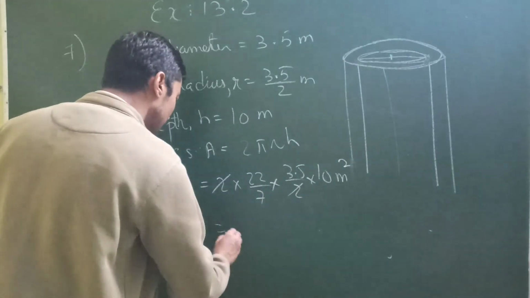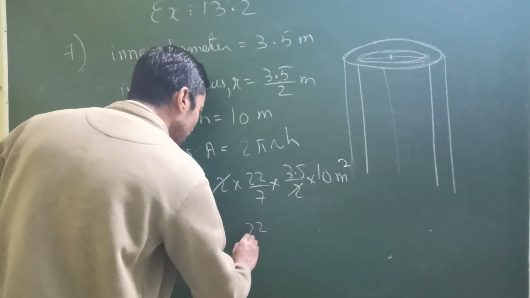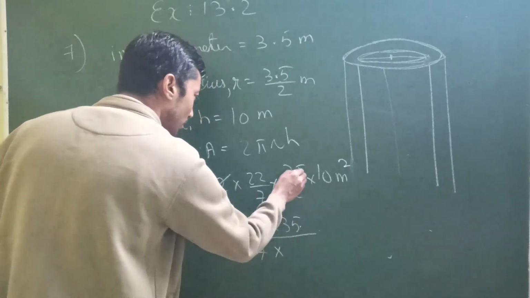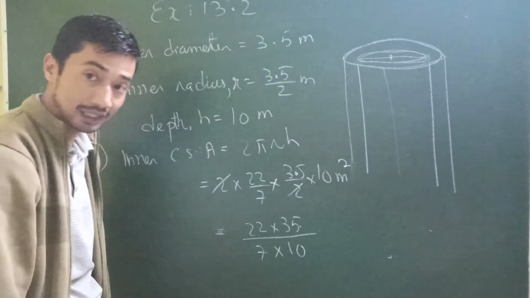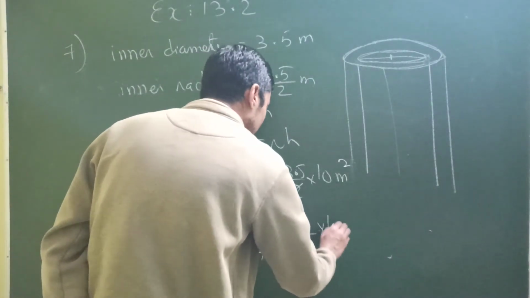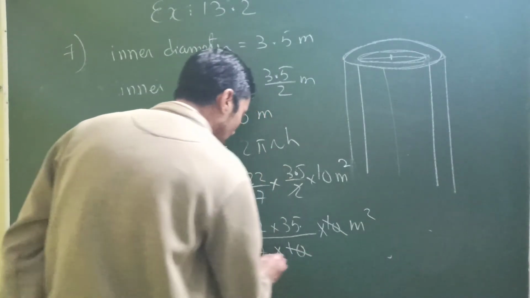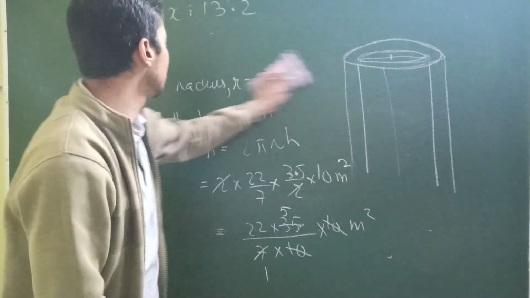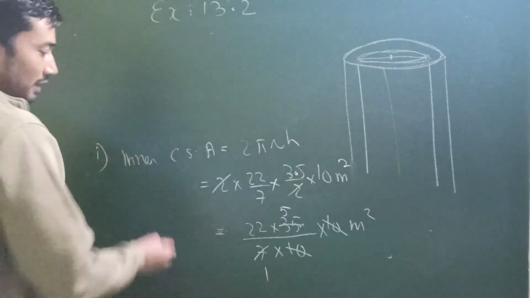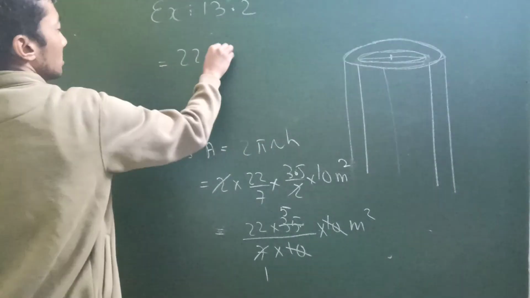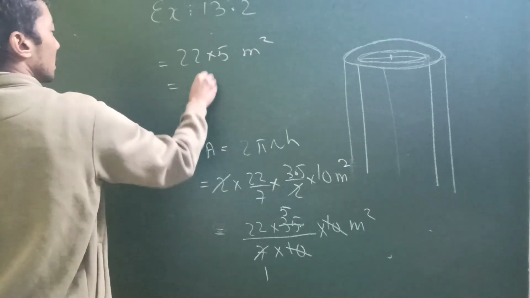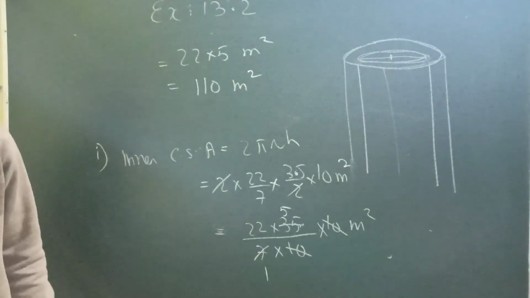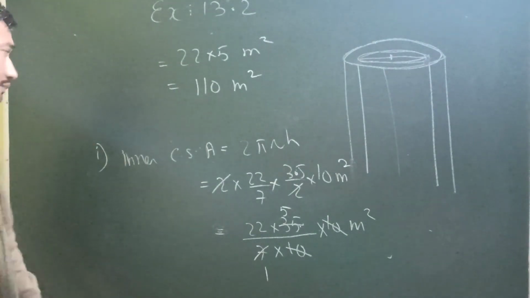Okay, 2 I can cancel here. Now 22 into 3.5 by 7 into 10, one decimal is there, so I'm going to take that 10 meters square, so 10 gone, 7 1s are 7, 7 5s are 35. That's how I generally prefer because it's always easier for me. For me it depends on person to person. 22 into 5 meters square, so 110 meter square. So the inner curved surface area of this well is 110 meters square.